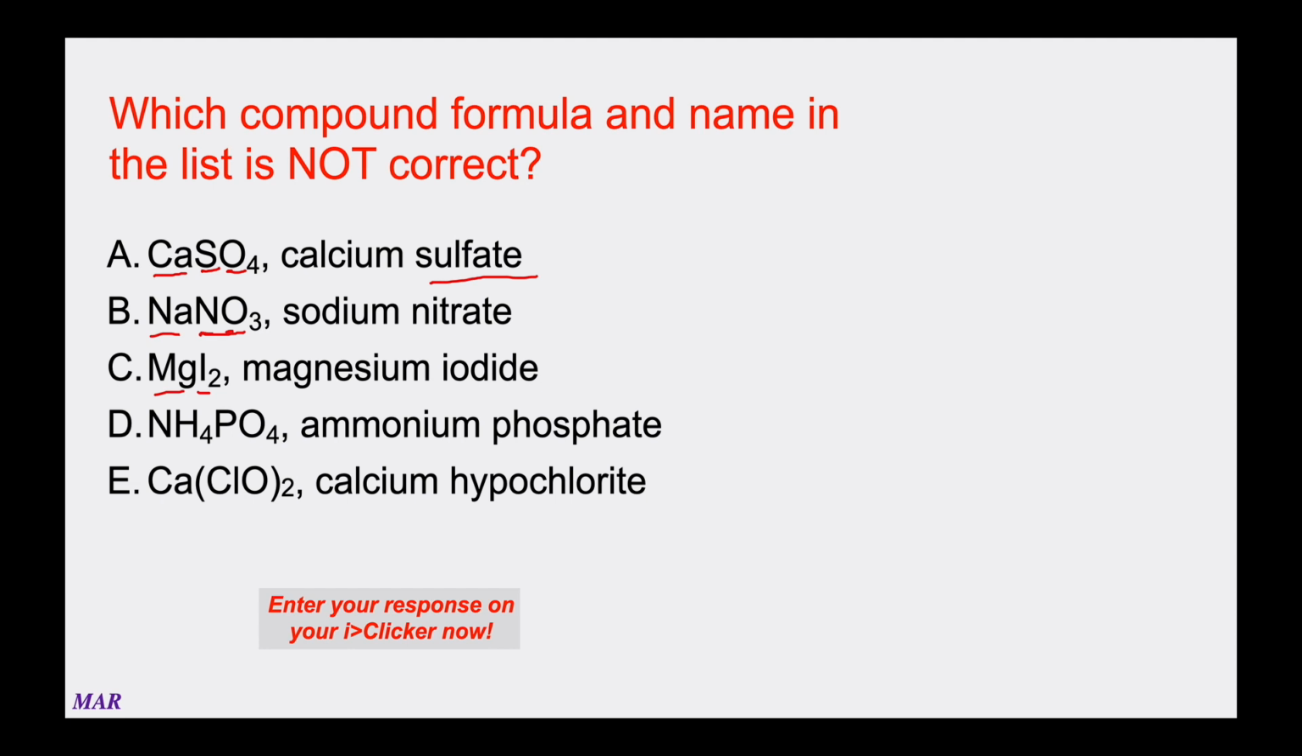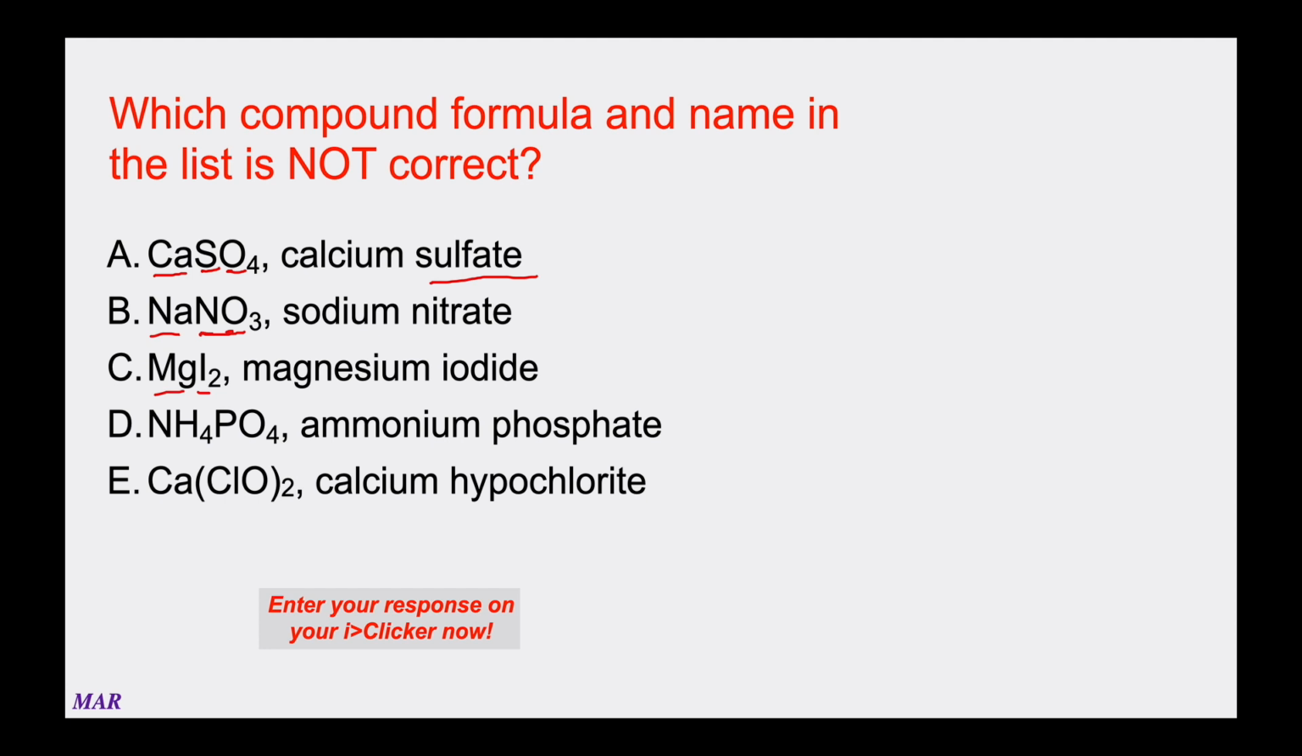So iodide, in group 7, 7 minus 8, likes to have negative 1, and there's 2 of them there. Magnesium, in group 2A, will have a positive 2 charge, so you will need 2 negative 1s to balance the magnesium. C is okay.